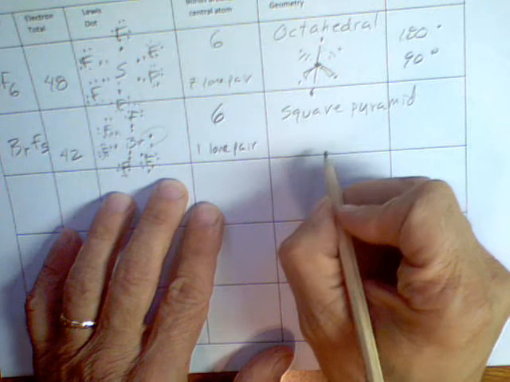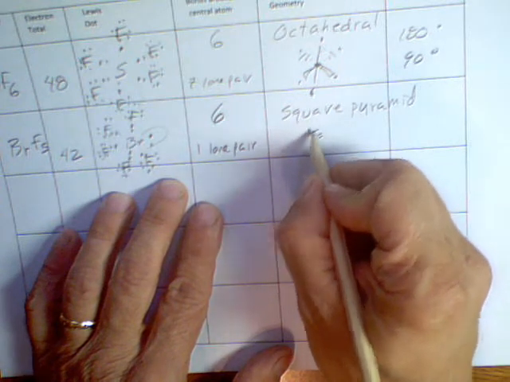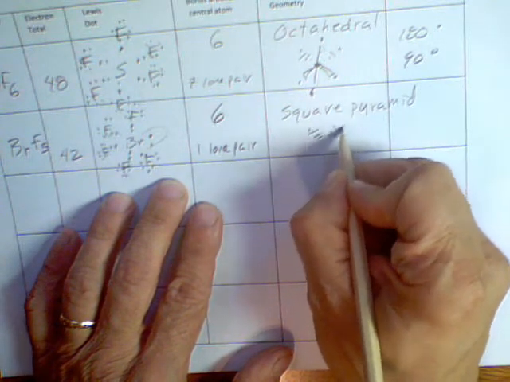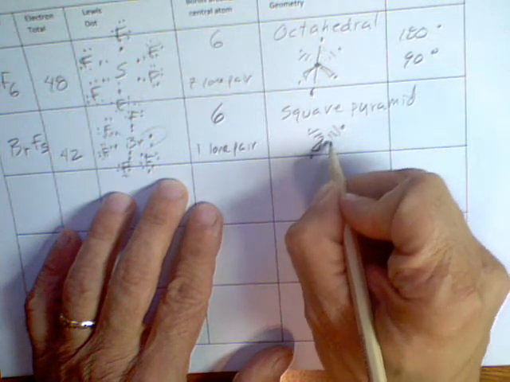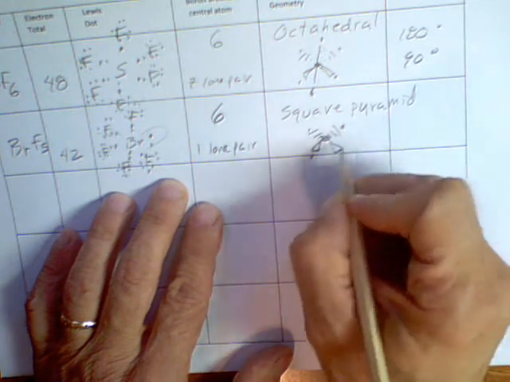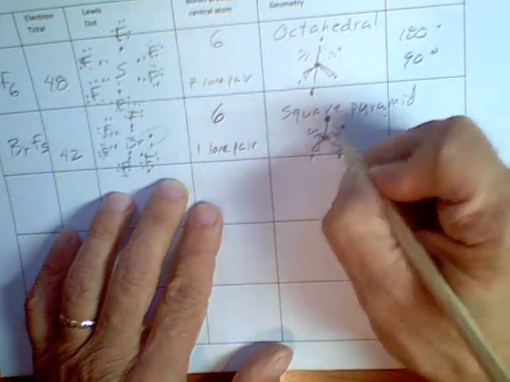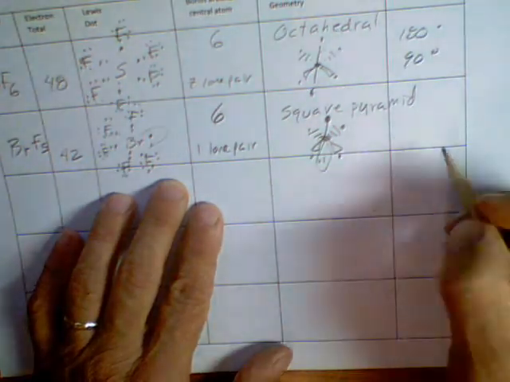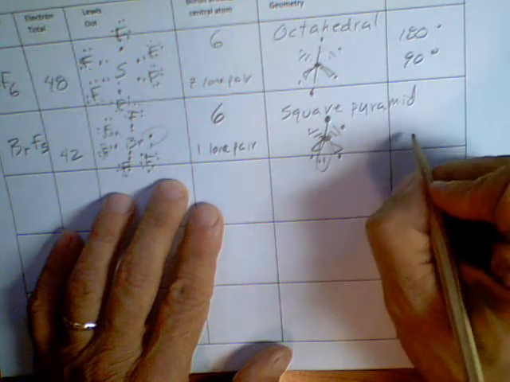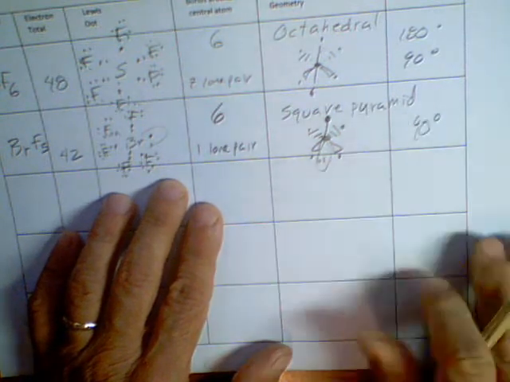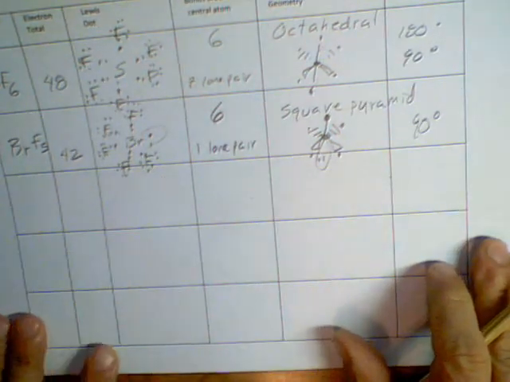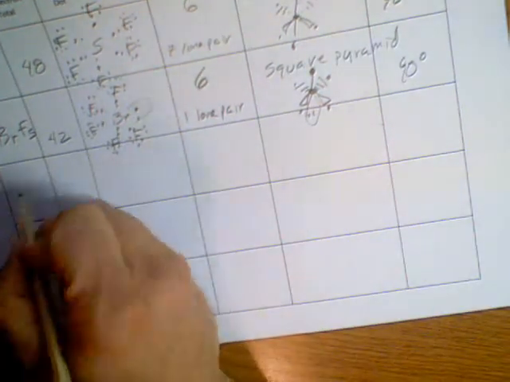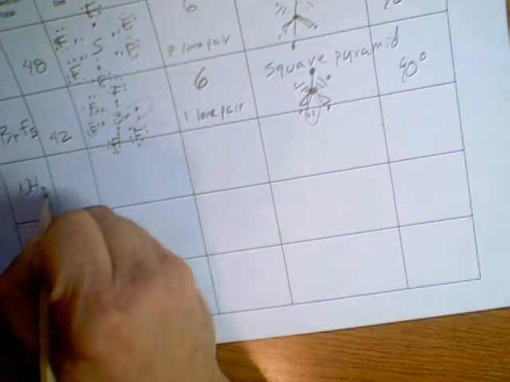All right, and so here's this square coming out, central atom, and then one coming straight up. So that's the square pyramid, and then down here on the bottom we have our lone pair pushing those up. And so all these angles are going to be 90 degrees. All right? So maybe we have time for one last one.